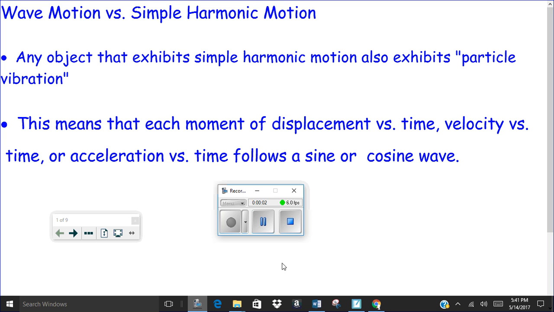This video is to talk to you about wave motion and compare that to what we already know about simple harmonic motion. We have previously seen that any mass spring system or any pendulum experiences simple harmonic motion. What that means in terms of a displacement versus time, velocity versus time, or acceleration versus time graph is that it's going to follow the path of a sine or cosine wave.